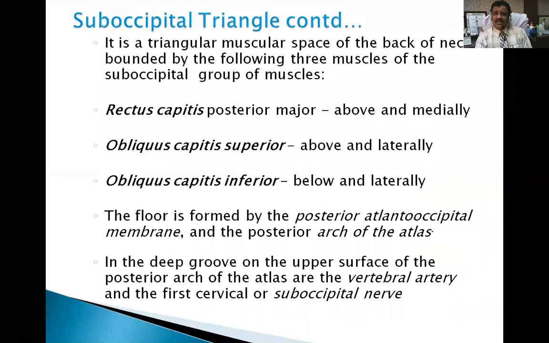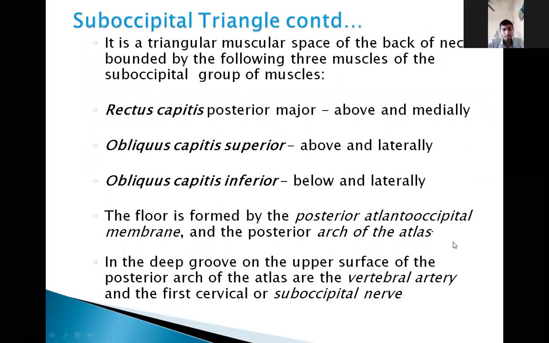It is a triangular muscular space on the back of the neck bounded by 3 of the suboccipital muscles. So we saw those 4 muscles. Out of those, these 3 main muscles take part in formation of the 3 boundaries of the triangle. Rectus capitis posterior major, above and medially. Obliquus capitis superioris, above and laterally. Obliquus capitis inferioris, below and laterally.